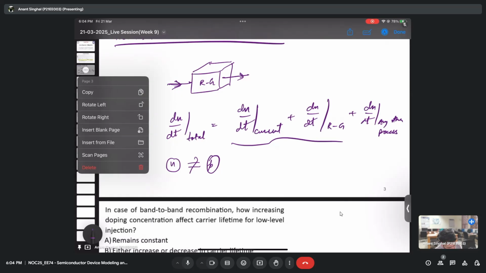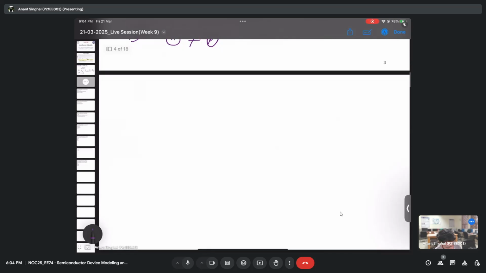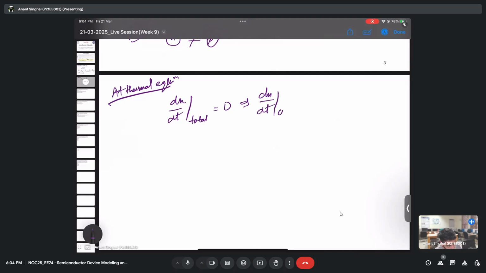What we established in the previous classes is that at thermal equilibrium the overall current comes out to be 0, because at thermal equilibrium there is no net charge. So dn/dt total is 0, and this also implies that at equilibrium all the components are 0. The current component is 0, and the recombination generation is also not happening at equilibrium. Similarly for holes; this is for electrons, and for holes we replace n by p.